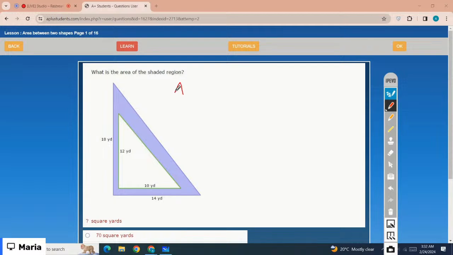Calculate the area of the outer triangle using the same formula, half times base times height. That is half times base 14, height 18. Just do the calculations. That is 18 times 14, 252 divided by 2. That is 126, right?